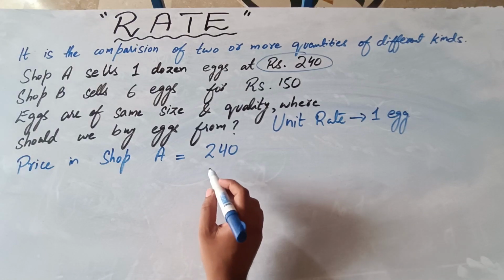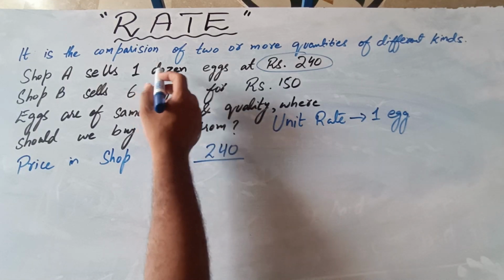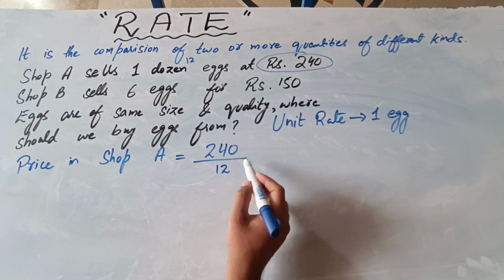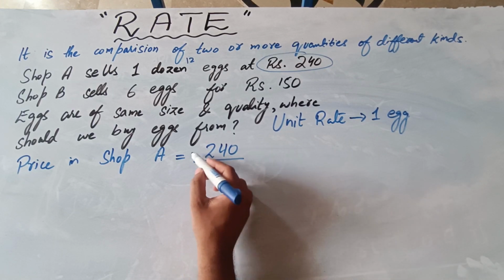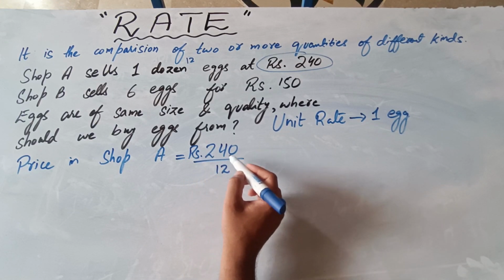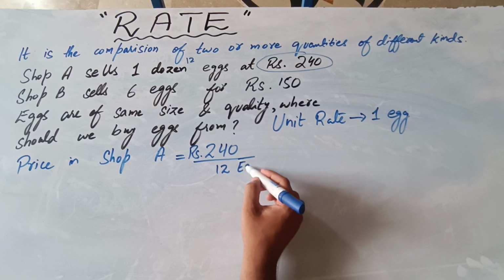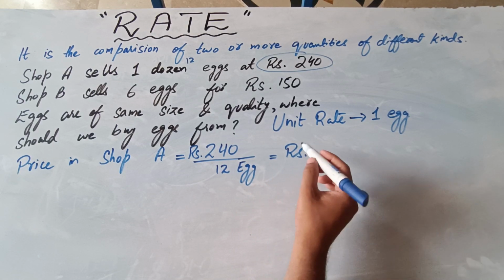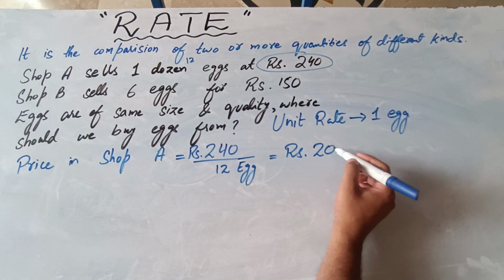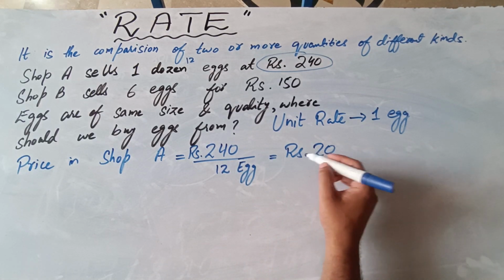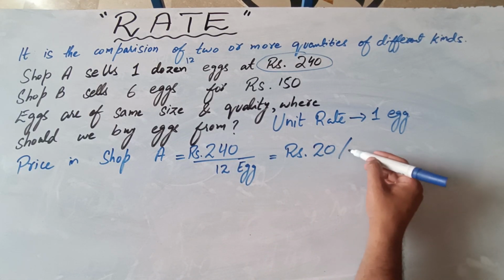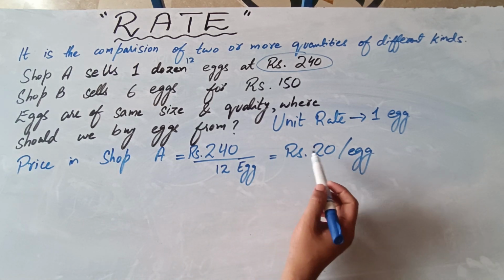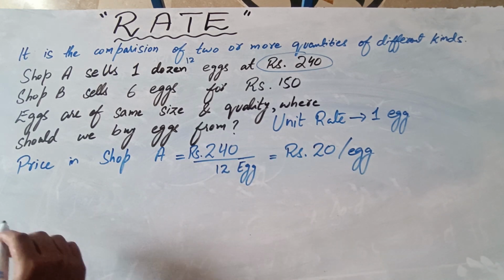So 240 is the amount, rupees. 1 dozen means 12 eggs. So we are dividing price per eggs. If we divide, then we will get the answer of 20 rupees per egg. So this is the unit rate, 20 rupees per egg, means one egg is of rupees 20 at shop A.